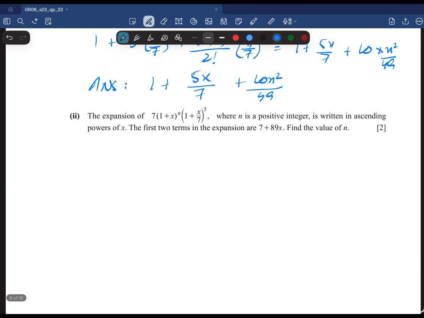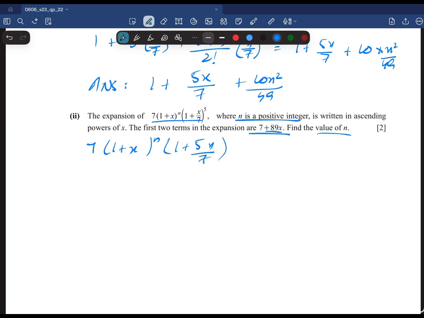Okay. The expansion of this, where n is a positive integer, is written in ascending powers of x. The first two terms in the expansion are so and so. Find the value of n. Okay. So quickly we can write this expansion over here. Now, as far as this expansion is given in the question, it goes as far as the x term. So we don't need to write this. All we have to do is write till here.